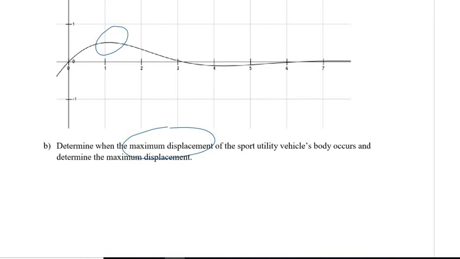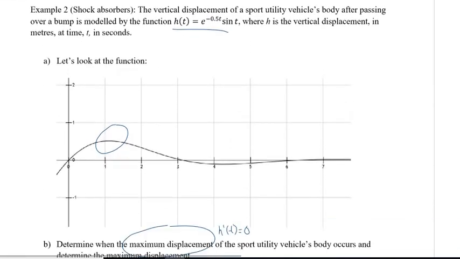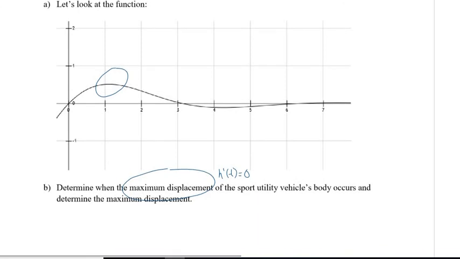So we already know where it's going to be, we just don't know exactly what it is. But we know that that's going to be the spot where the derivative is equal to 0. So let's try and find that derivative and see if we can solve for it. So we said h of t is equal to e to the negative 0.5 t times sine t.